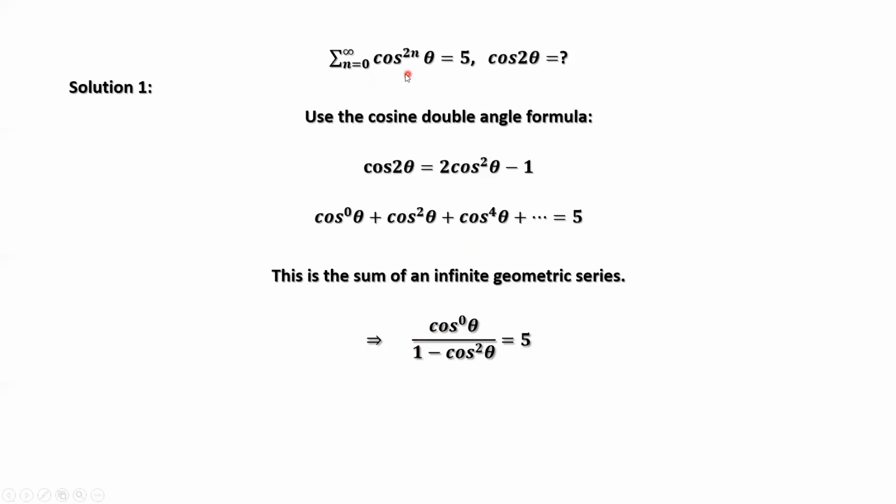It is easy to find out cosine theta is not 0. If cosine theta is 0, the left-hand side is 0. However, the right-hand side is 5. Therefore, cosine theta cannot be 0. If cosine theta is not 0, cosine theta to the power 0 is 1.